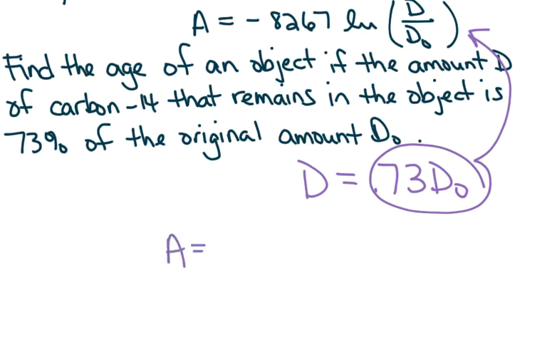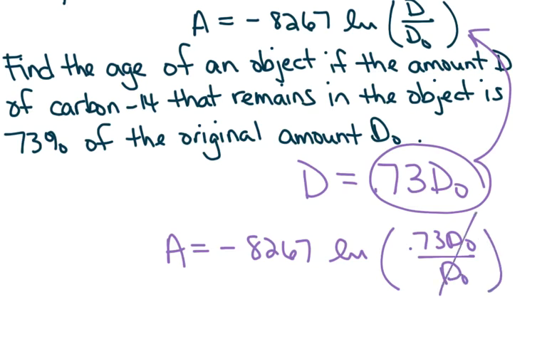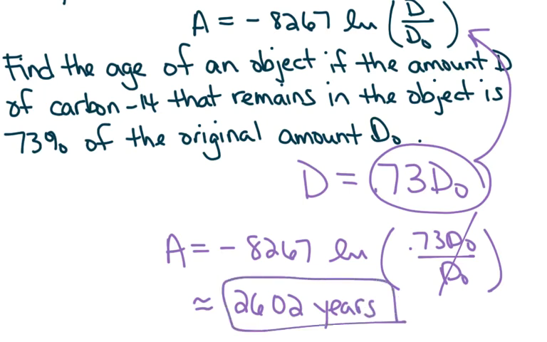So we're going to write the age of the artifact is negative 8267 natural log of 0.73 D naught over D naught. These end up canceling, and all you have to do is do negative 8267 natural log of 0.73, and we're going to find out that the artifact is approximately 2,602 years old. Now, it's not that you can't do time in decimals, you can. However, when you're talking about carbon-14 dating, a lot of times the age of the object is in the thousands of years, and we generally round thousands of years to the nearest integer rather than giving a decimal.